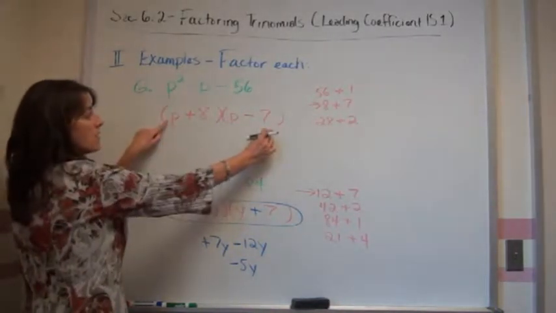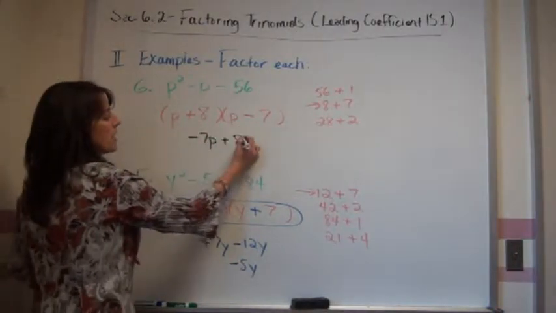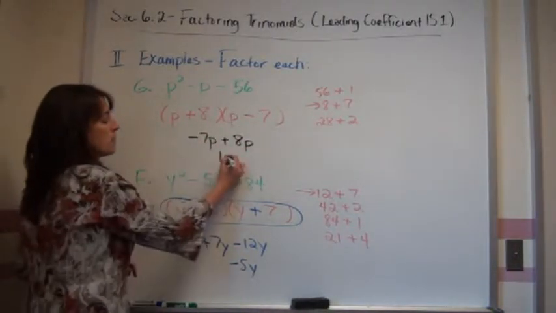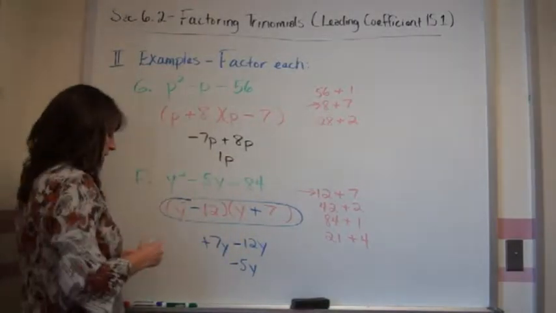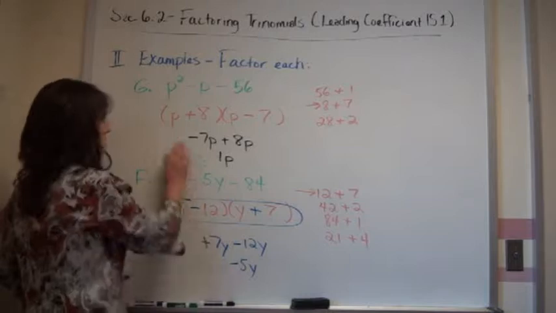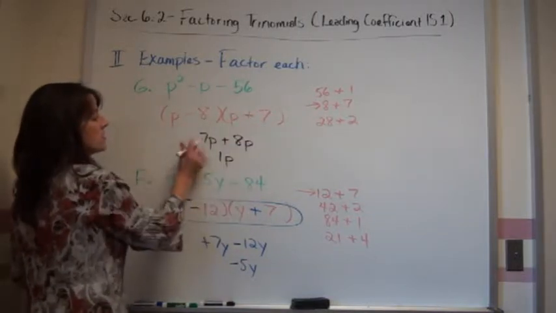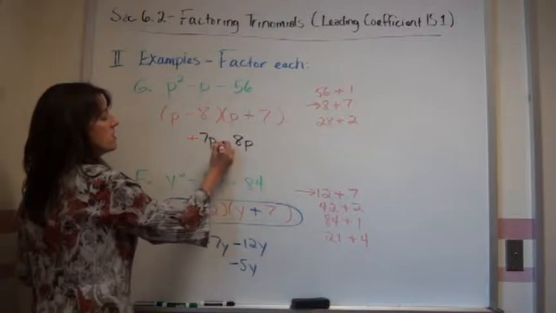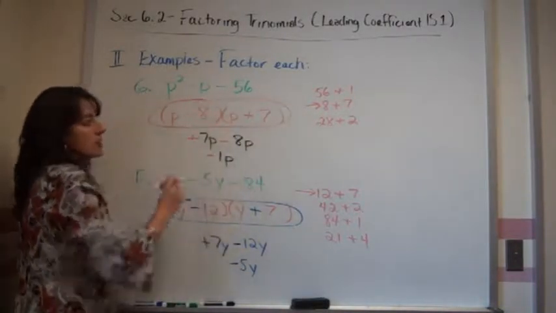So outside here, I'll get a negative 7p. Inside here, I'll get a positive 8p. Those combine to be a positive 1p. But I wanted a negative 1p. Really easy to fix. All I'm going to do is switch these signs out, make this the negative, make this the positive. That changes this to a positive, changes this to a negative, changes that to a negative. Now I know that that's the right answer.